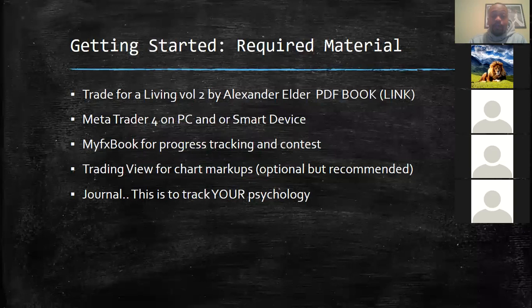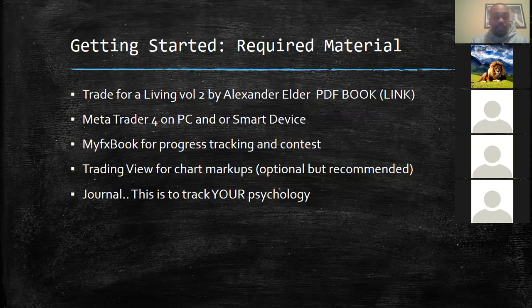If you don't have TradingView, it's free. It's a web price chart. It's optional, but I recommend it because it's what I'm going to be using tonight to show you how to set up your charts. I'm also going to set it up on MetaTrader, but we're going to be using TradingView for the most part because it's a little bit cleaner.